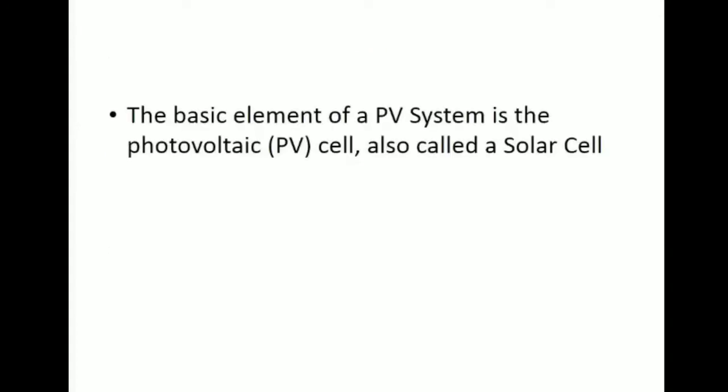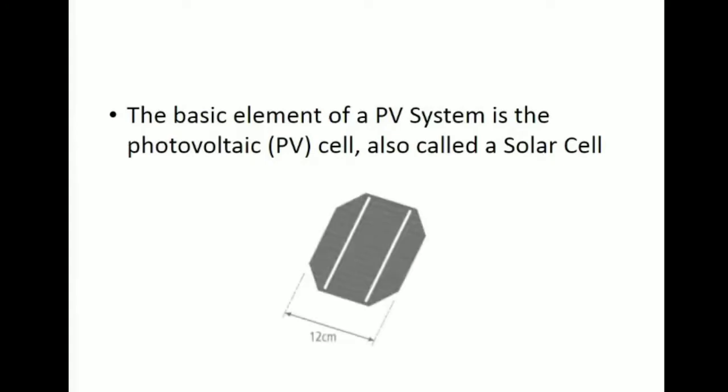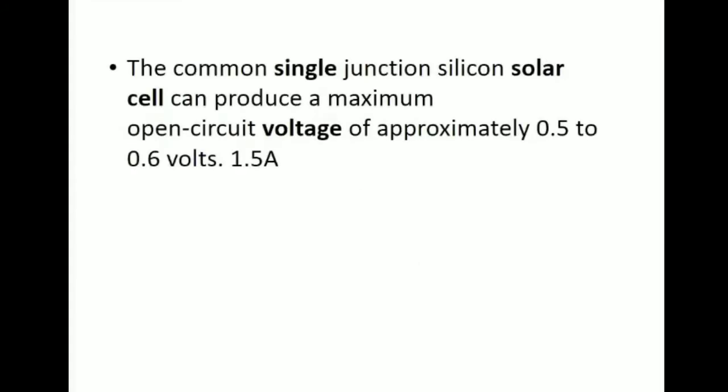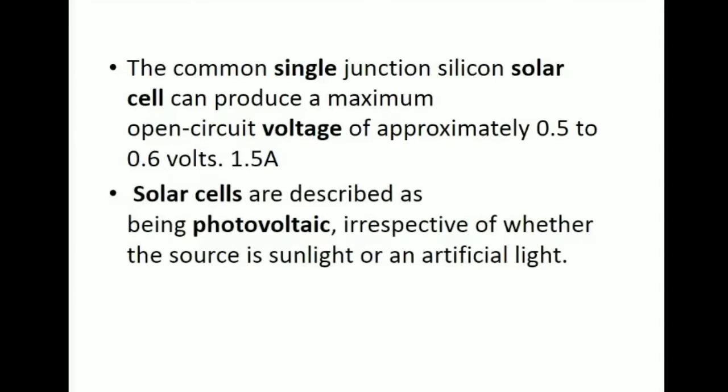The basic element of a PV system is the photovoltaic cell, also called a solar cell. This is the structure of a solar cell. The common single junction silicon solar cell can produce a maximum open circuit voltage of approximately 0.5 to 0.6 volt and 1.5 ampere. Solar cells are described as being photovoltaic irrespective of whether the source is sunlight or an artificial light.